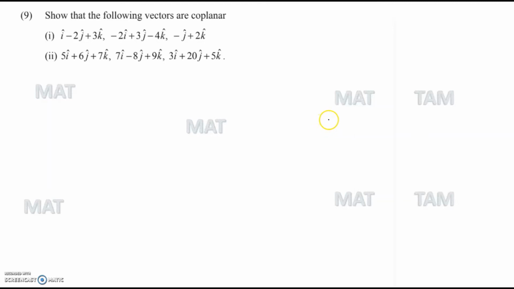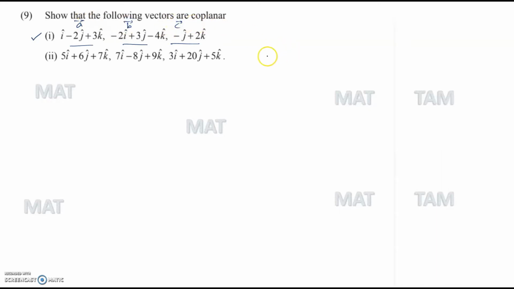In this video, we will do the further problems from exercise 8.2. Question number 9 says, show that the following vectors are coplanar. So let's take the first problem. You're given three vectors, 1, 2, and 3. We can call them vector A, vector B, and vector C.